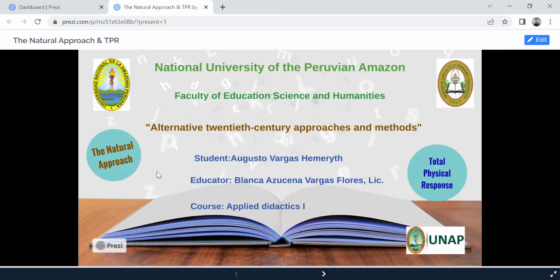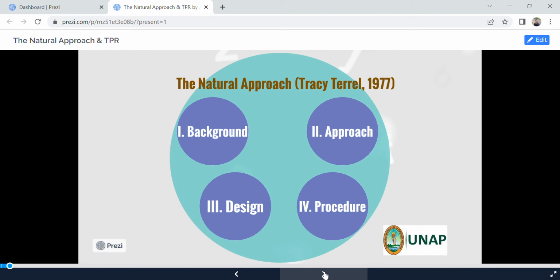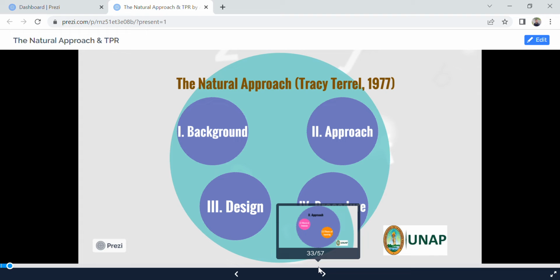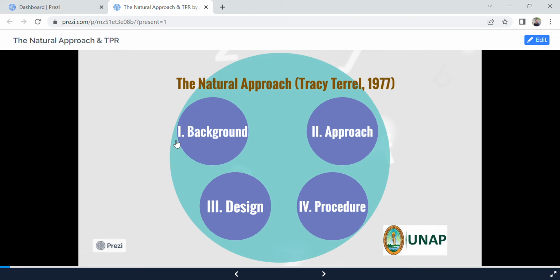Today I'm going to talk to you about two different approaches which are part of the alternative 20th century approaches and methods. I'm going to start by talking to you about the natural approach. This approach was developed by Tracy Terrell in 1977. We are going to see four different aspects: the background, the approach, the design, and the procedure.